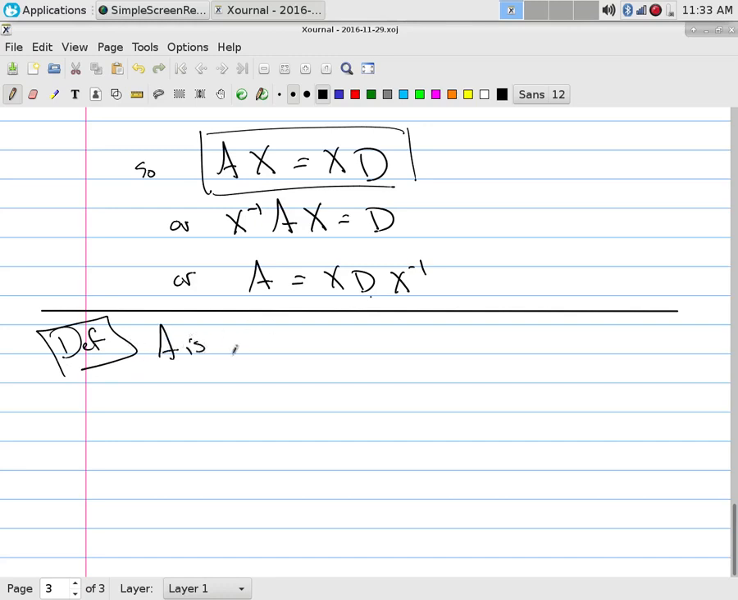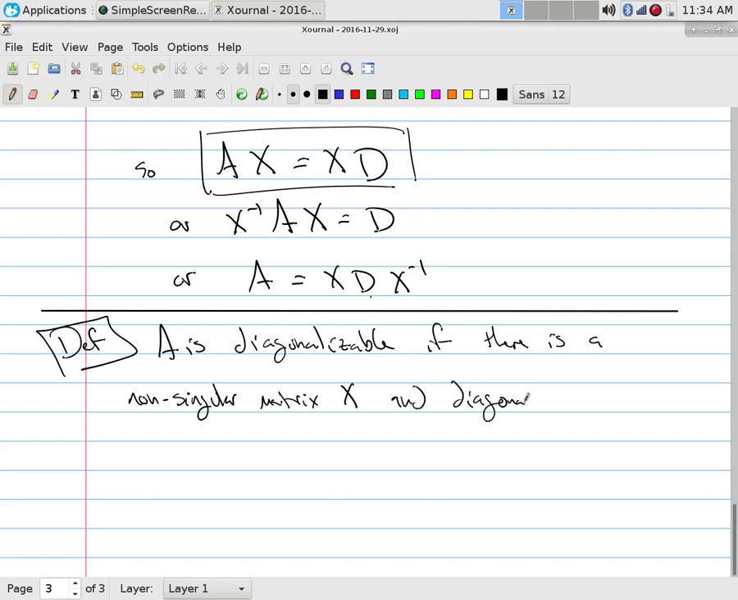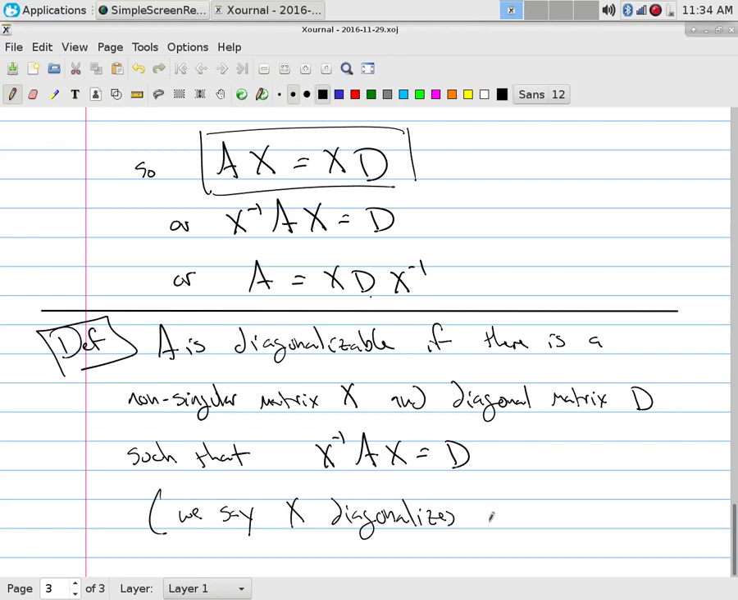We say A is diagonalizable if there is a non-singular, which means invertible, matrix X and diagonal matrix D such that X inverse A X is D. And we say X diagonalizes A. So this particular version here is called diagonalization of A.